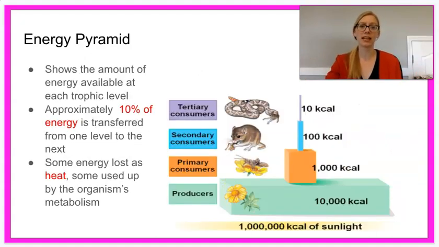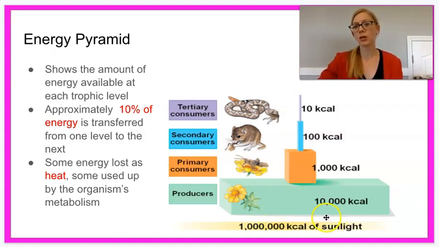So we can organize this idea of energy transfer in a couple different ways. The first one I want to talk about here is an energy pyramid, okay? And it shows the amount of energy available at the trophic levels. Approximately only about 10% of the energy is transferred from one level to the next. And some energy is actually lost as heat, and some is used up as the organism's metabolism itself.